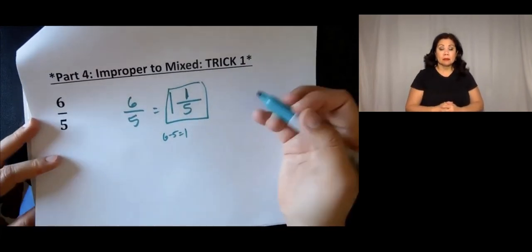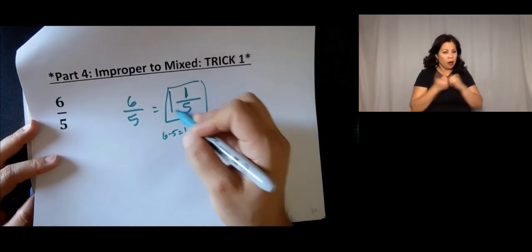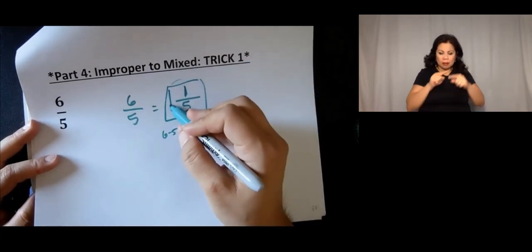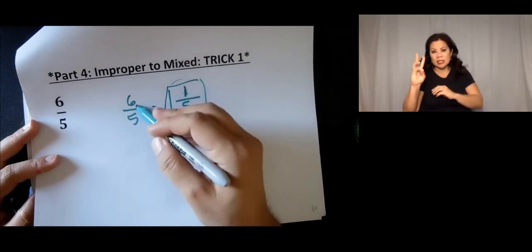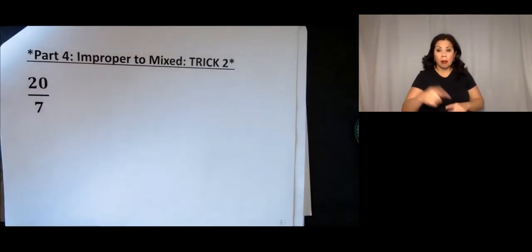Okay. And you can always check your work by saying, okay, let me redo that math work. 5 times 1 is 5 plus 1 is 6. That will make 6 over 5. Yep. All right, go ahead and press pause and try that one.